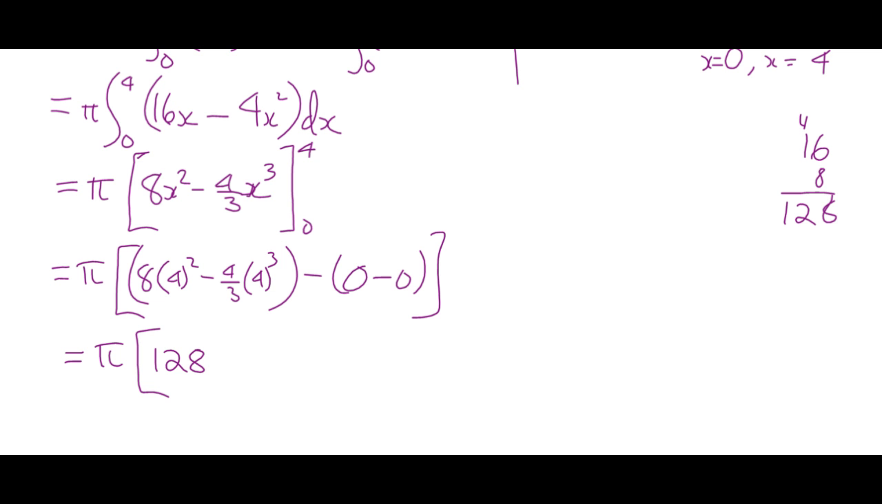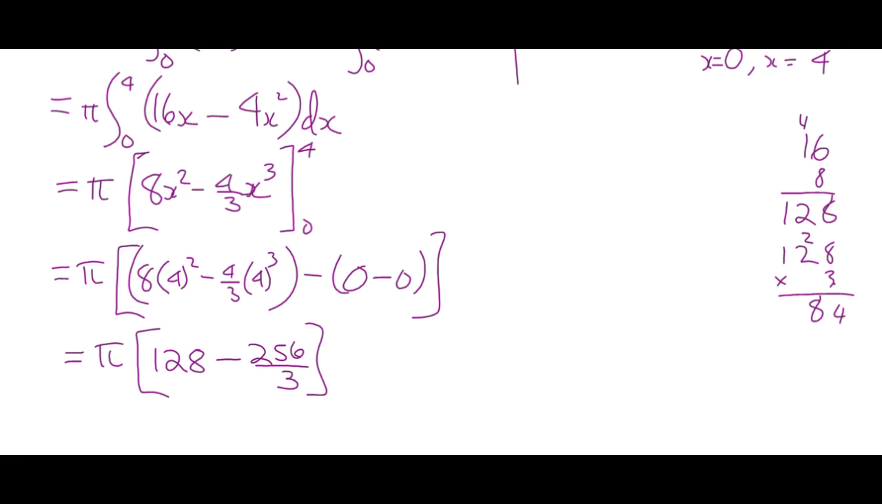You can do long multiplication if you like. I know that's a skill that is lost. 4 cubed is 64 times 4 is 256. So 256 thirds. So we got to multiply 128 times 3. No, 256 is a power of 2. So if you change it from 8 times 4 squared to just 2 times 64, then you get 2 times 64 minus 4/3 times 64, which is just 2/3 of 64. You need to do all this extra work.